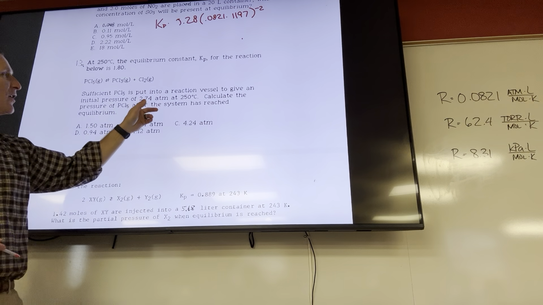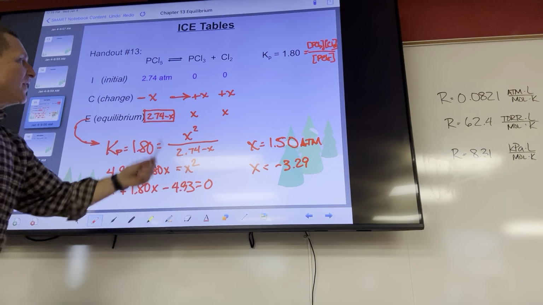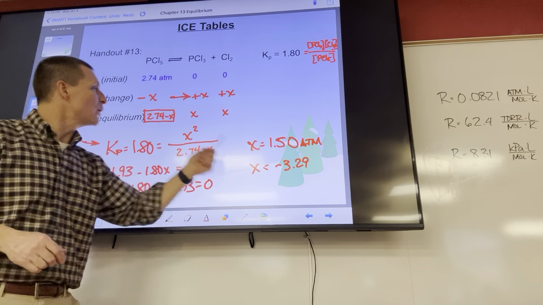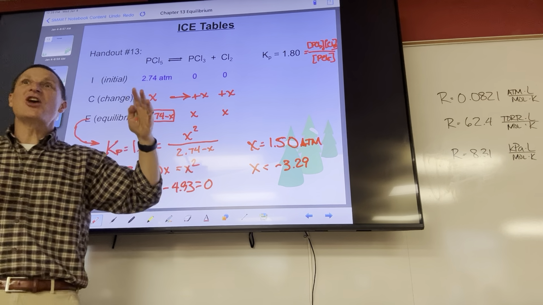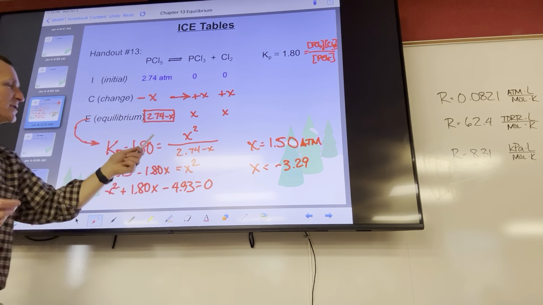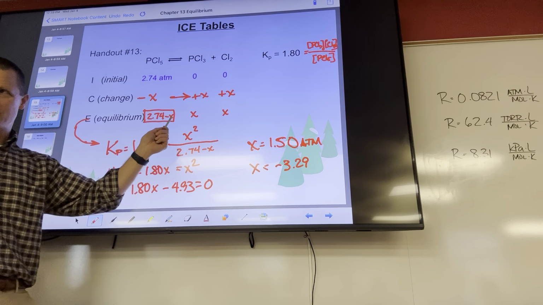So the PCl5 started at 2.74. We just calculated that it changed. X represents the change in the pressure. So the PCl5 changed by 1.5 atmospheres. The equilibrium pressure of it is 2.74 minus 1.5.